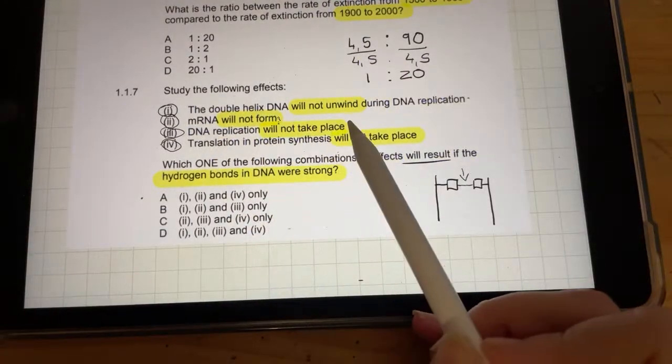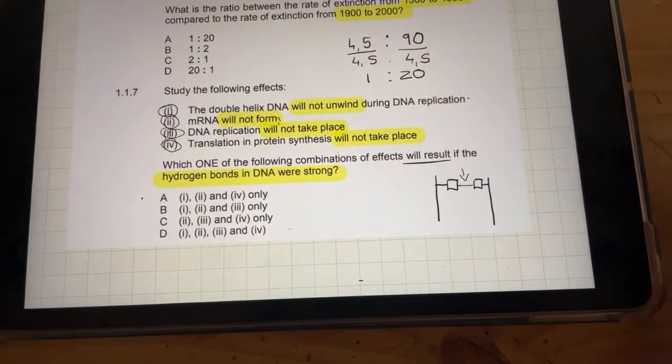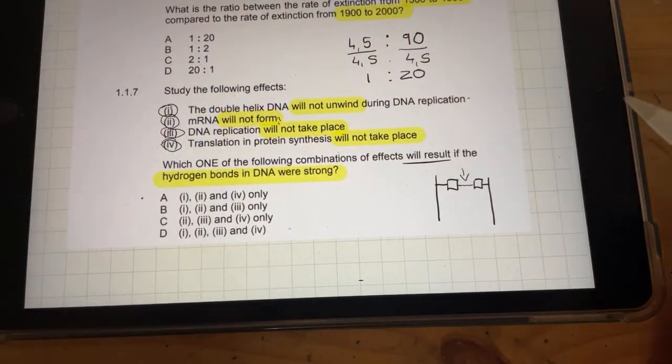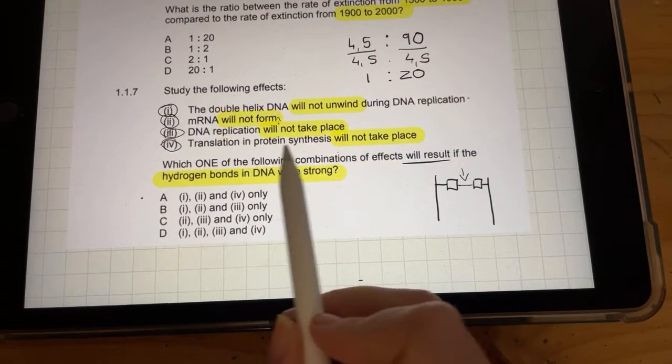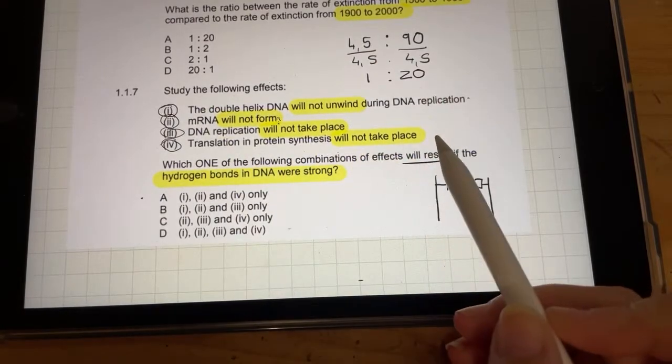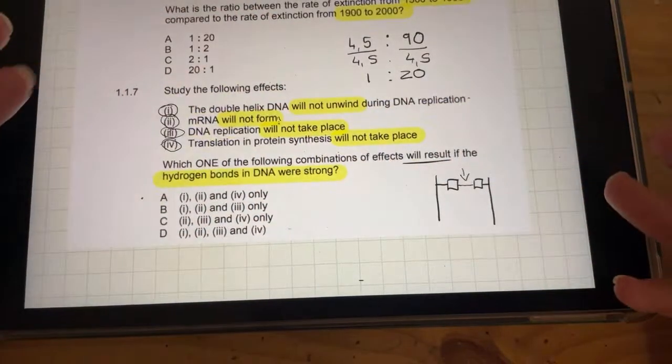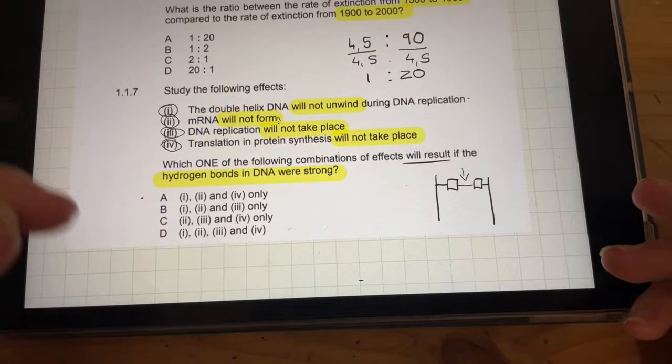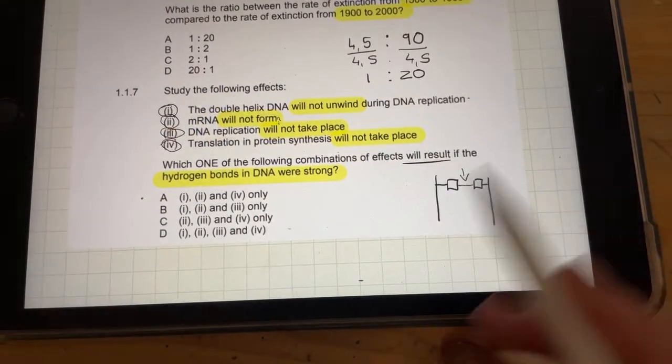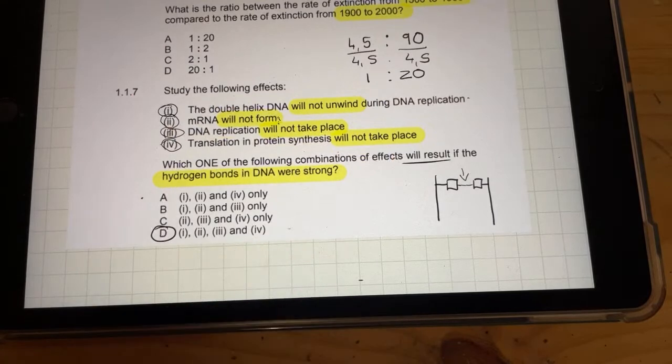DNA replication will not take place. Of course it can't, because if you can't pull it off, then yes, it won't be able to be read. And lastly, translation in a protein will not take place. That as well, because if you can't pull the DNA apart and read it, you can't transcribe it, which means you can't translate it. So I'm going to go for the option of D.